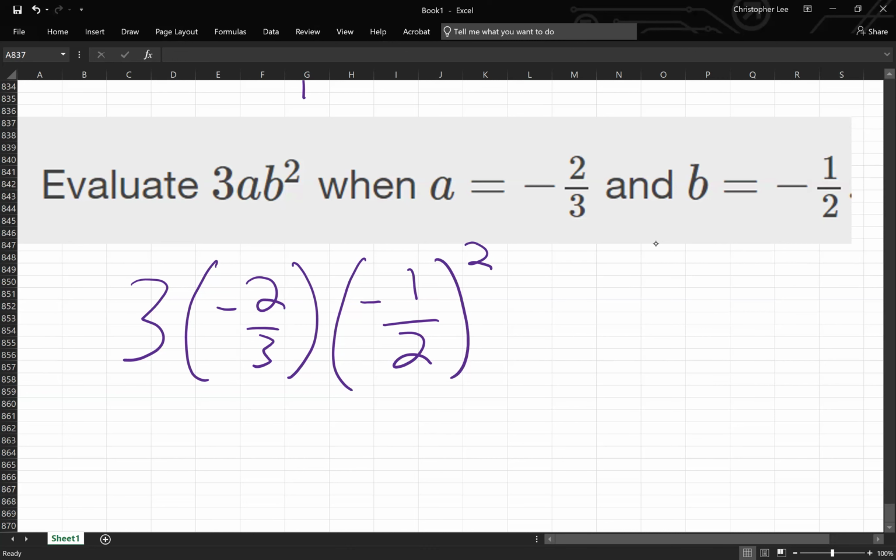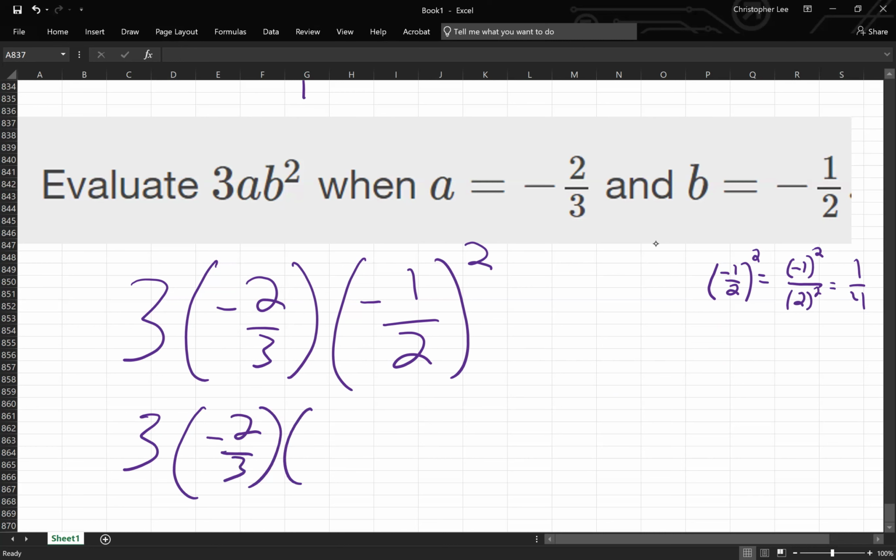So I'm just going to do this in the corner right here. -1/2 squared is the same thing as -1 squared over 2 squared. Call that 1/4. Let me rewrite this. I have 3 times -2/3 times 1/4.